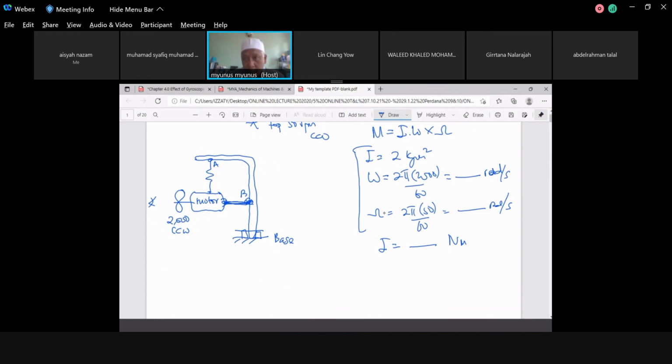It's not I, it's M. M is something in Newton meter. Could anyone tell me what you have here for the couple? I don't have a calculator with me at the moment. So could anyone tell me what you have for M here? Who's good in calculating or in punching values into the calculator? Could you please give me the numbers? What do you have here, class?